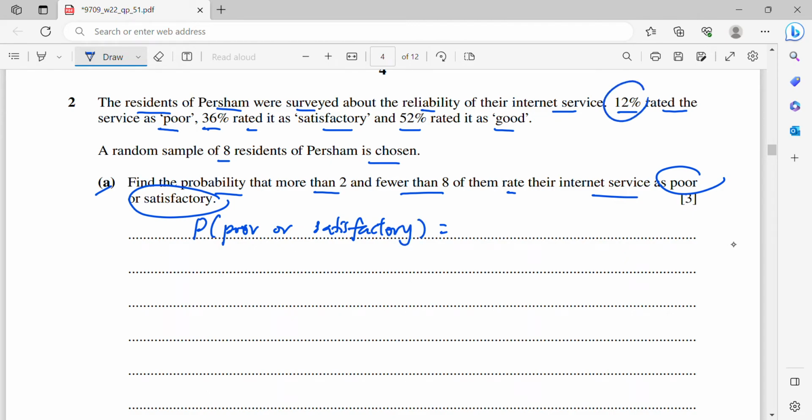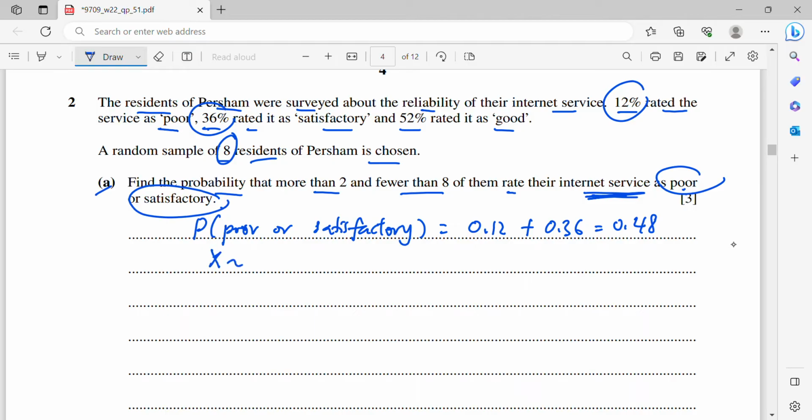Okay, so now probability of poor or satisfactory equals poor is 12%, so 0.12. Satisfactory is 36%, so 0.36. So from here, I will get 0.48. Now, since we are considering 8 residents, this will be a discrete random variable. The X will be the number of residents who rated the internet services as poor or satisfactory. So since the X is a discrete random variable, we are going to solve this using binomial distribution.